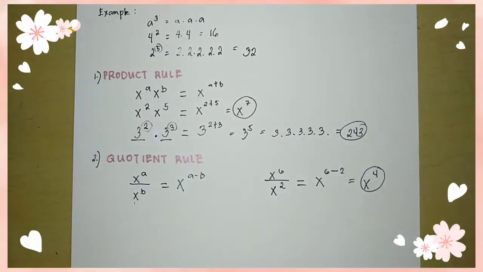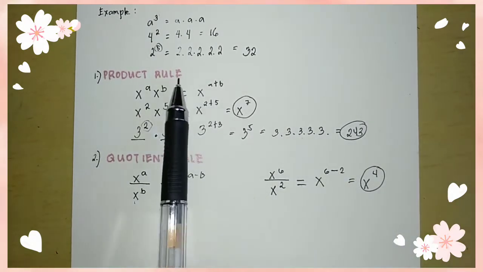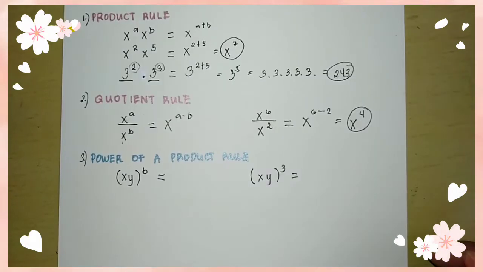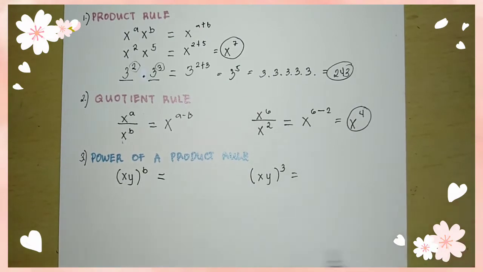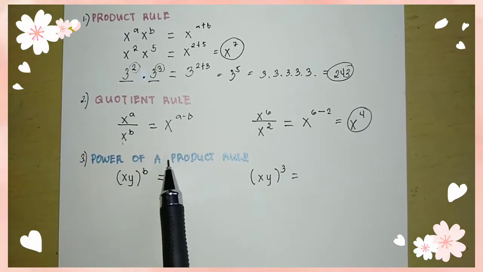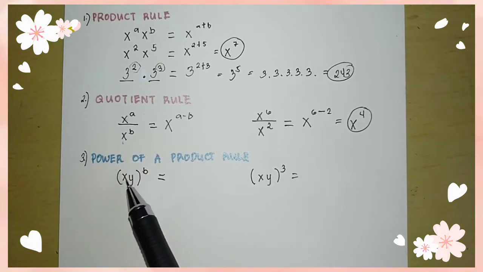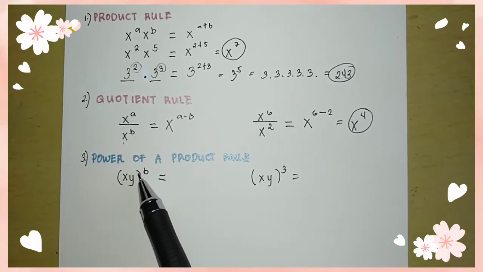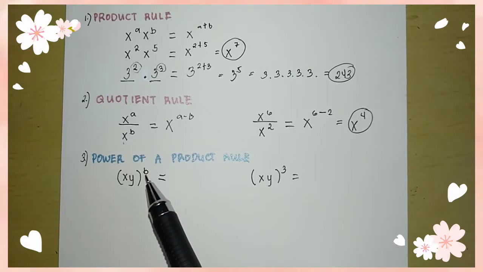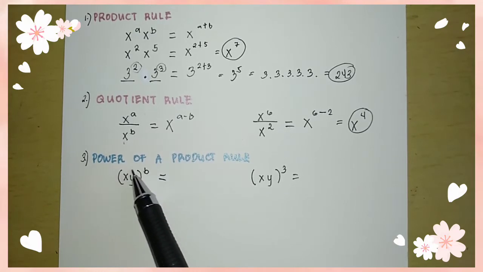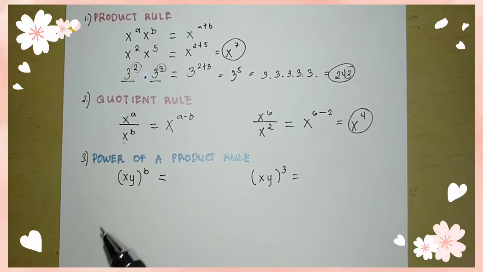So, i-compare nyo yung differences ni product rule and ni quotient rule. Always remember the differences of the product rule and the quotient rule, okay? So, moving on to the third one, we have the power of a product rule. So, as you can see in our exponential expression, we have x times y raised to b, okay? So, in order for us to perform this, susundin lang natin yung rule, of course. Itong b, so, i-distribute natin siya dito sa mga value na nasa loob, okay?